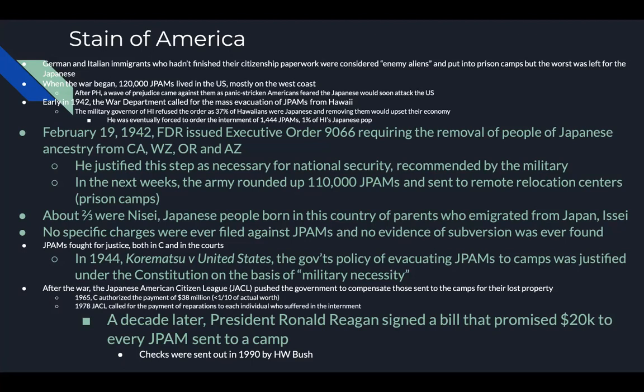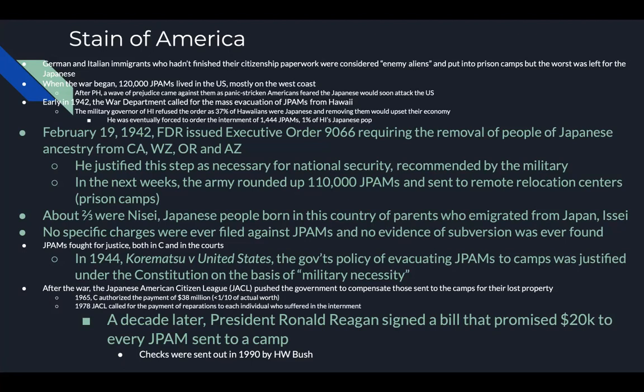Japanese Americans also fought for justice, both in Congress and in the courts. Test question: 1944, Korematsu versus the United States. The government's policy of evacuating Japanese Americans to camps was justified under the Constitution on the basis of military necessity. After the war, the Japanese American Citizens League, JACL, pushed the government to compensate those in the camps who lost their property. In 1965, Congress authorized the payment of about $38 million, which is actually 1/10 of all actual worth lost during this time. In 1978, JACL called for the payment of reparations to each individual who suffered in internment.